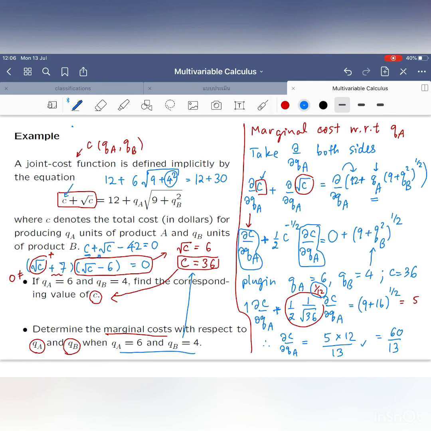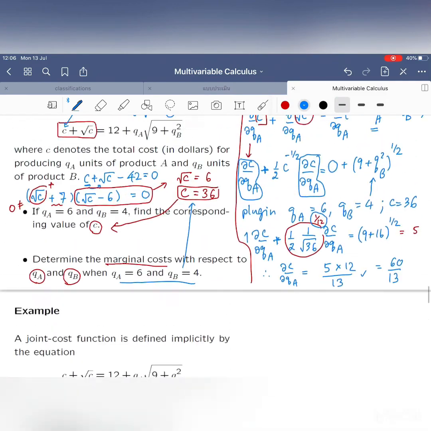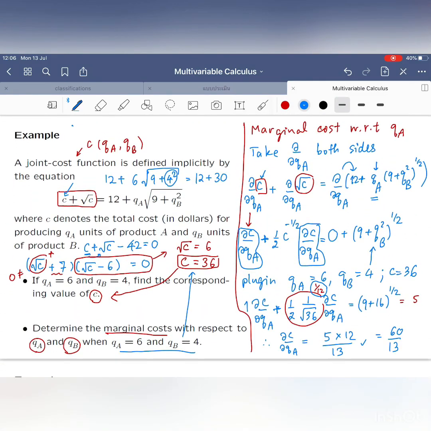Okay, so can you still give the interpretation? We encourage you to write down the interpretation by yourself. What is this number 60 over 13? What does this mean? Of course, it means that the cost function is going up, right? The cost function is going up. But what is the other factor? Which one is increasing, by what, and which one is fixed, by what?